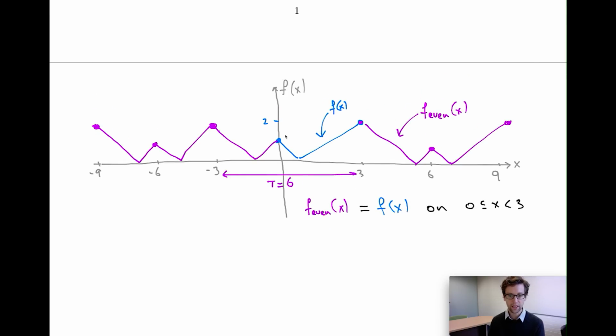So once again, I've taken my function f of x, I've created a periodic function that has even symmetry. It's f even. That now I can calculate its Fourier series because it's a periodic function. And that Fourier series is going to match f of x between 0 and 3 because f even matches f of x between 0 and 3. This is the case now for the even periodic extension.